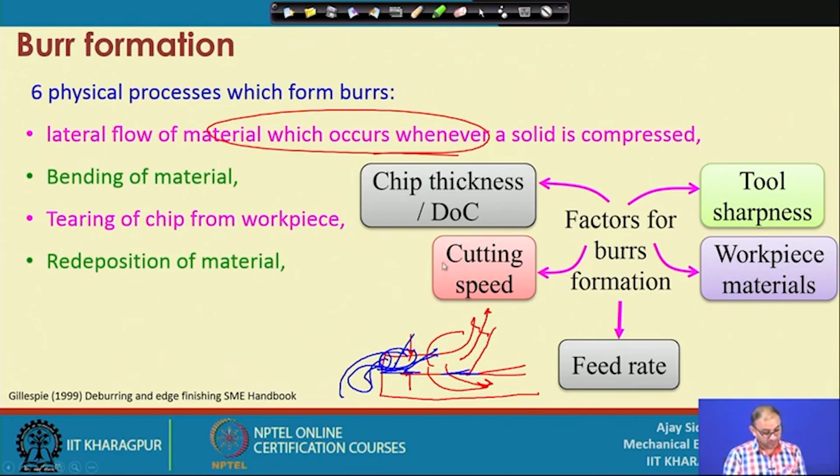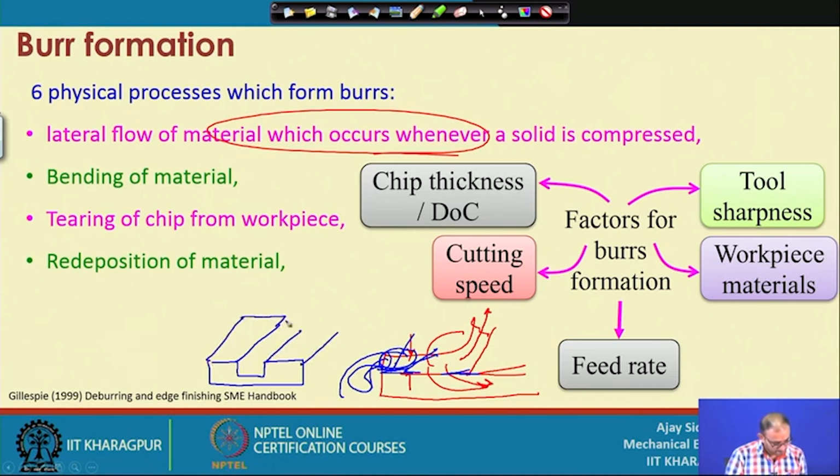Redeposition of the material mostly happens in the milling operation, because when you are cutting a slot in milling, this is what you want to do, a cutting. So, your milling cutter is here, consider that the size of this slot is the same as the diameter of the milling cutter. Let me give different colors, that is much better to understand. So, this is your milling cutter.